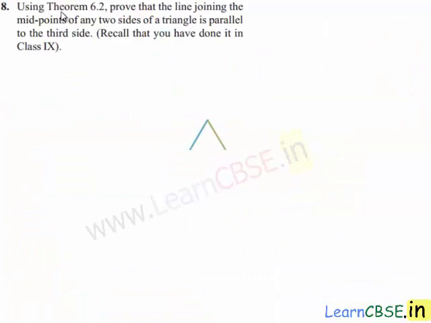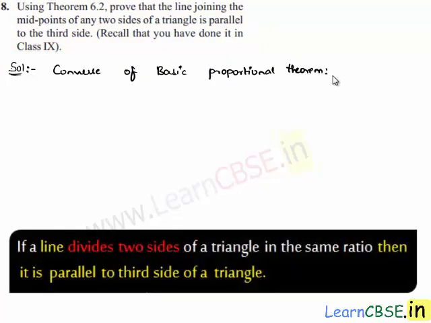Moving on to 8th question. Using theorem 6.2, prove that the line joining the midpoints of any two sides of a triangle is parallel to the third side. Now moving on to the solution. Theorem 6.2 is nothing but the converse of the basic proportionality theorem, which states that when a line passing through two sides of a triangle divides the two sides in the same ratio, then the line is parallel to the third side.